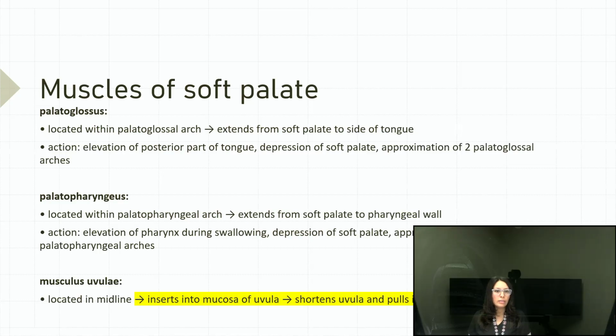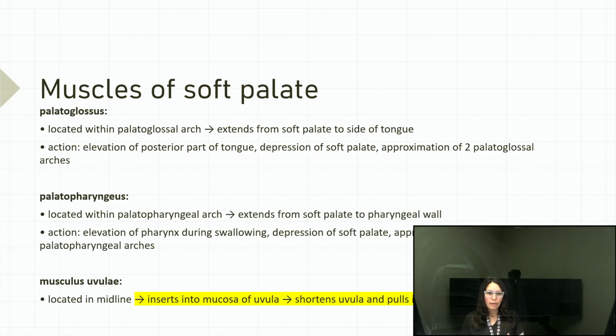Now, other muscles of the soft palate that we can find are the palatoglossus, the palatopharyngeus, and the musculus uvulae. Out of those three muscles, they're all important. They're all located within either the palatoglossal arch or the palatopharyngeal arch, with purposes of elevating parts of the pharynx during swallowing or depressing the soft palate, etc.